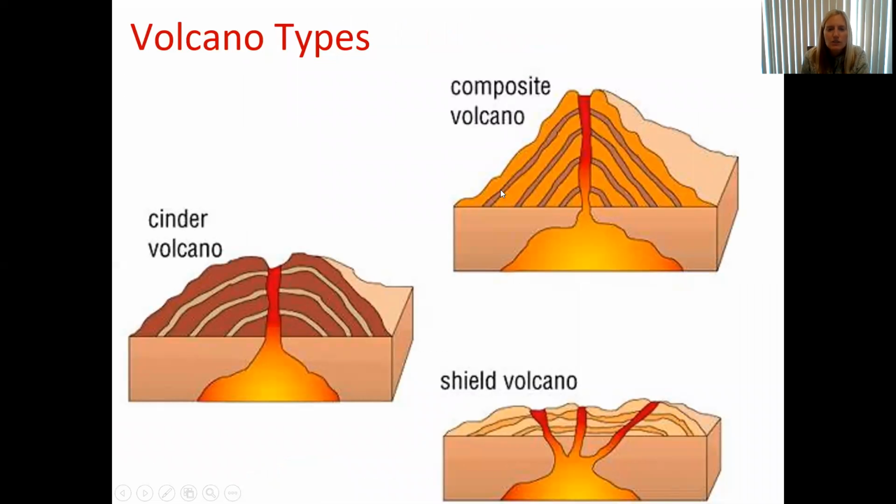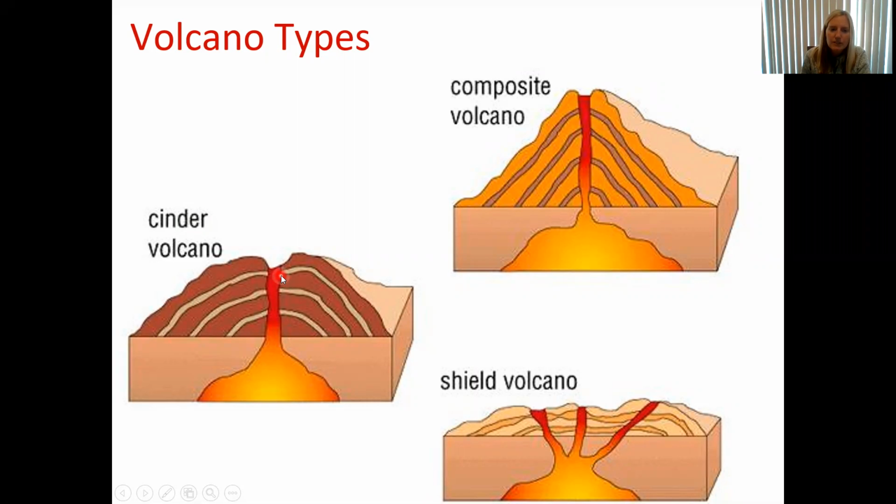So just a refresher on our three types. Your shield volcano is, again, not very steep at all, and it's got these lava flows that are coming out in these lava tubes. Next, we had our cinder volcano, which we said was smaller, but also much steeper.